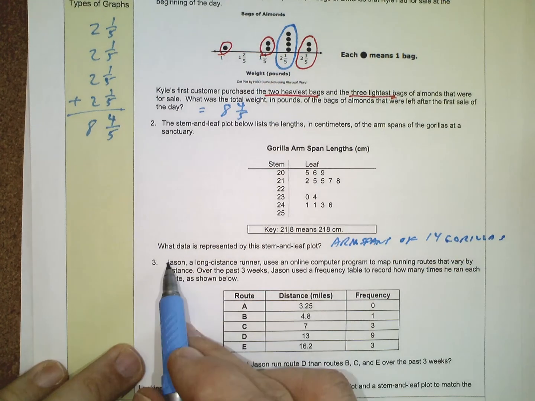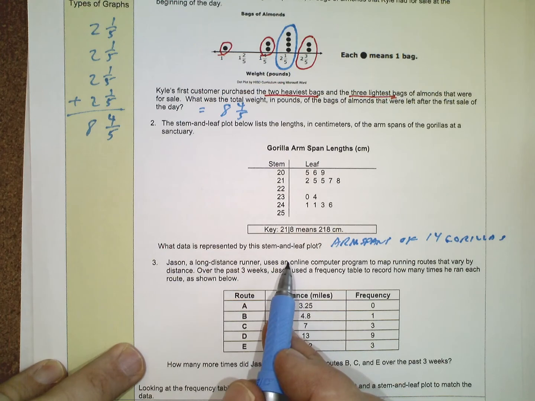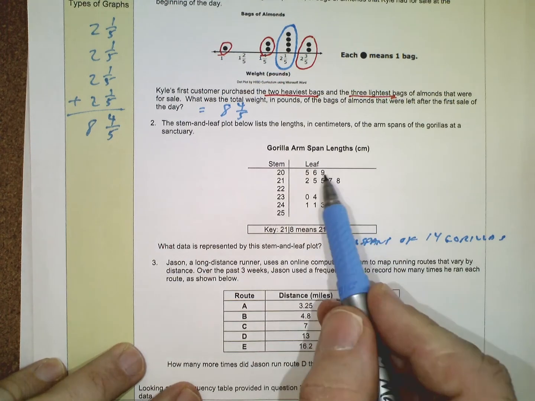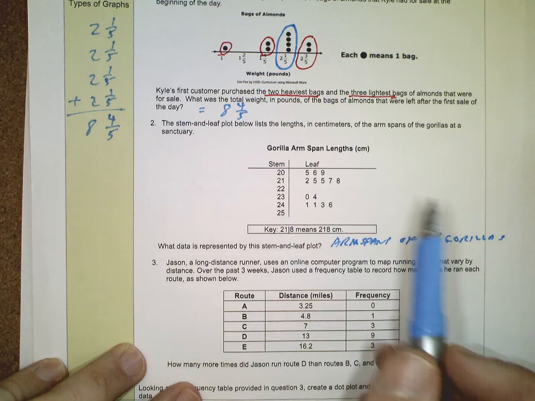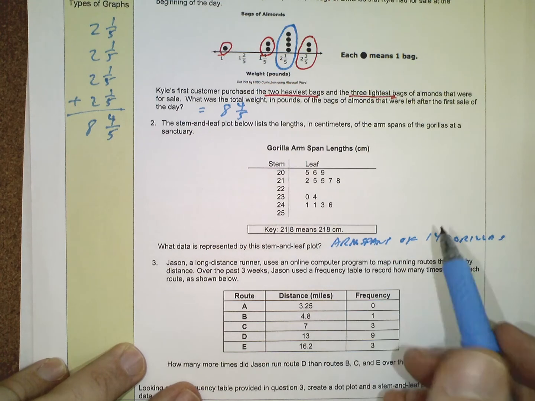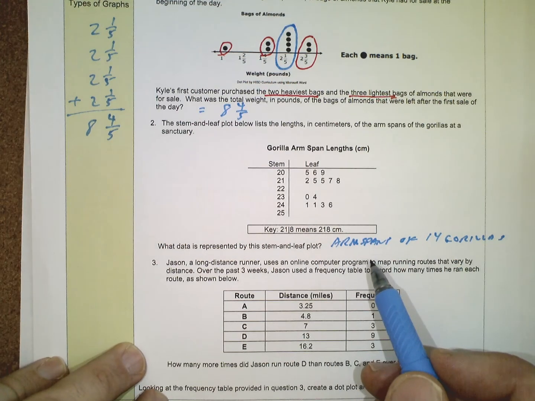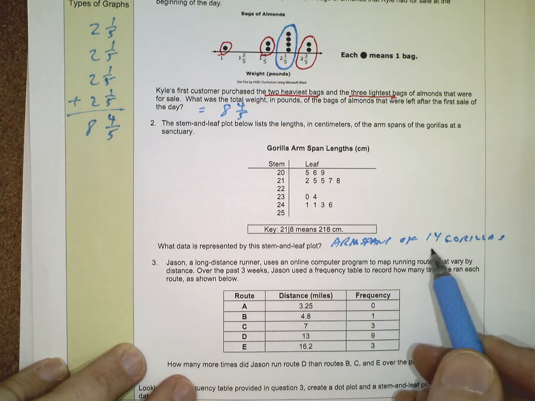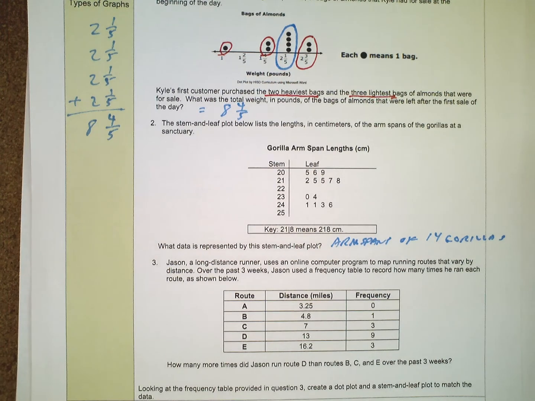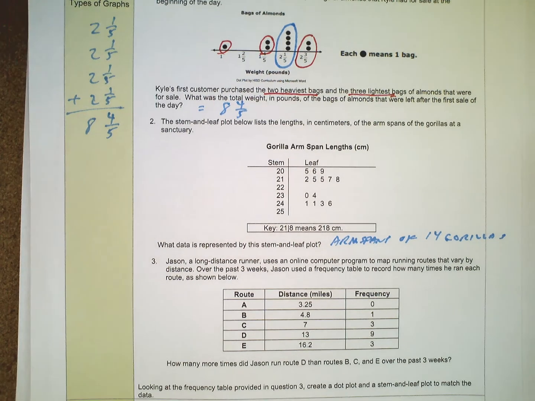La pregunta es, ¿qué data está representado en ese diagrama de tallo y hoja? Pues si contamos las hojas, lo que tenemos es el data de lo largo de los brazos de una mano a la otra de 14 gorilas. Okay, eso es lo que está representado aquí.